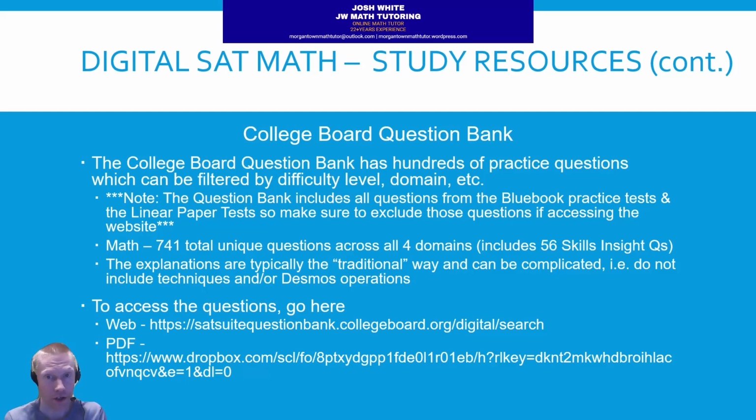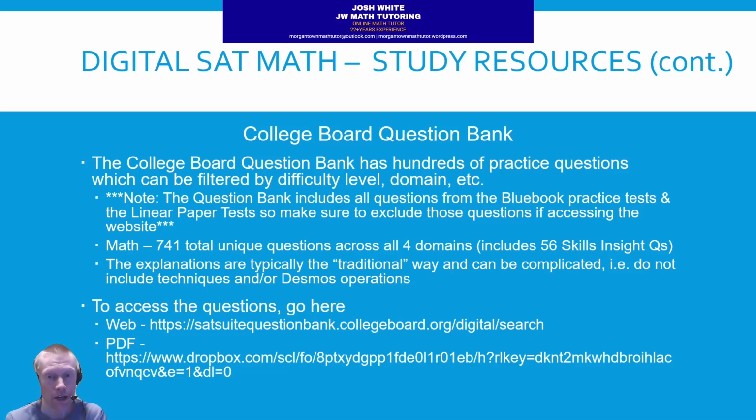Now, the College Board Question Bank, which I talked about earlier, basically has hundreds of practice questions in it, and they can be filtered by domain and also by difficulty level, also by skill. And there are several important things that you need to know about this. First, the question bank has all the questions from Bluebook Practice Tests 1 through 4 and also linear paper tests 1 through 4 as well. Okay. Tests 5 and 6, which were just released in the spring of 2024, are not in the question bank yet. They may be at some point in the future, but as of right now, it's just Bluebook Practice Tests 1 through 4 and Linear Paper Tests 1 through 4. All those questions are in there.